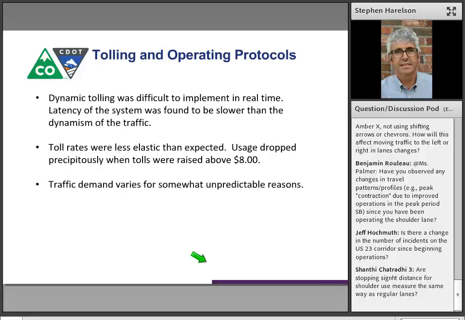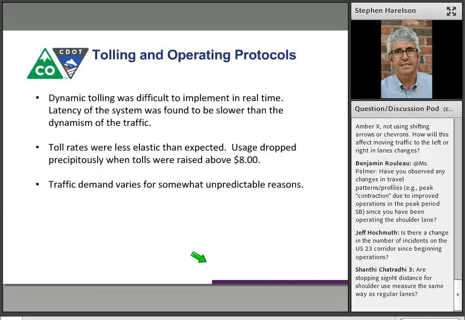We found that trying to do dynamic tolling was difficult because it took 15 or 20 minutes to reset the toll signs at the entrance and upstream of the lane, and oftentimes when we would reset those tolls, it would just be a quick wave of traffic, and we would end up not needing to raise the tolls, and then it would be wasted effort.